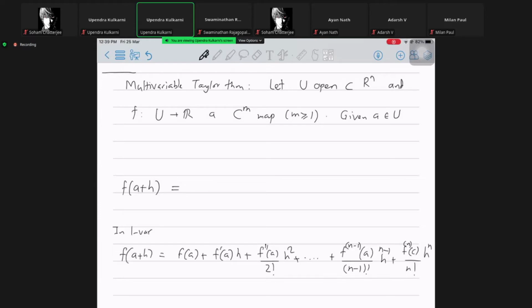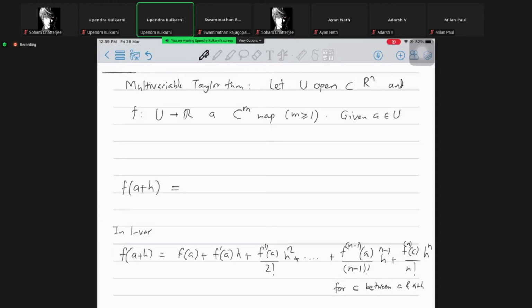For c strictly between a and a plus h. I don't want to write the interval from a to a plus h because h could be negative, right? So c for some c strictly between these. Okay, so this is the one variable version.